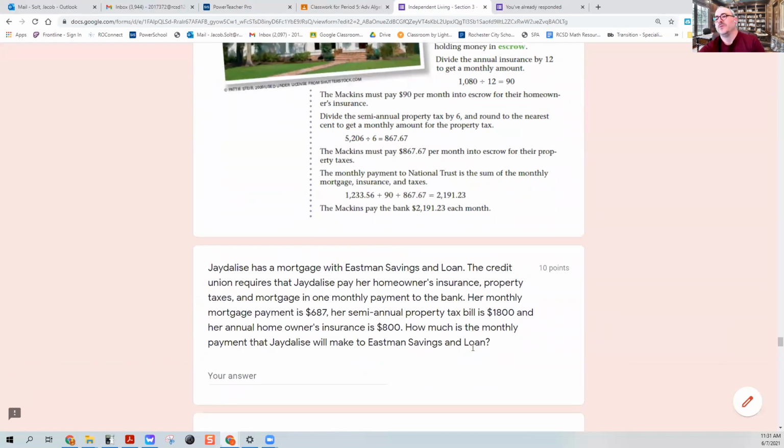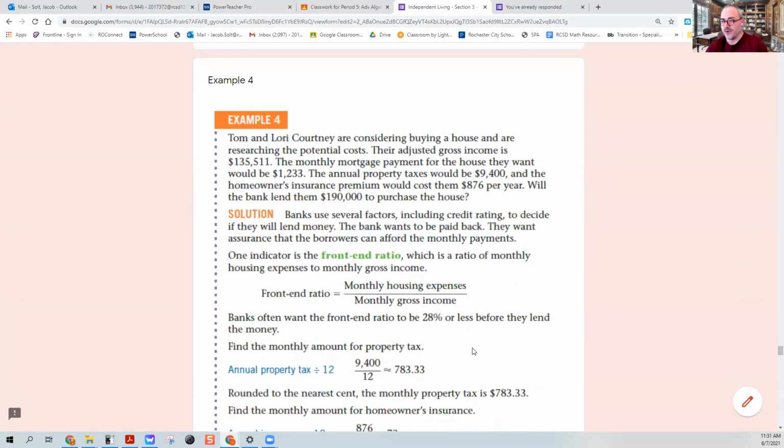That was Friday. And now we're on example 4. Example 4. The front end ratio. Example 4. Just wait a second for people to find it. Hopefully everyone's good. Example 4.